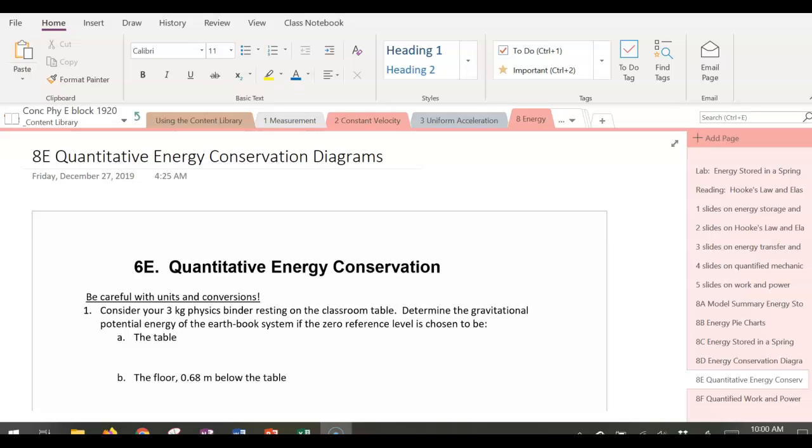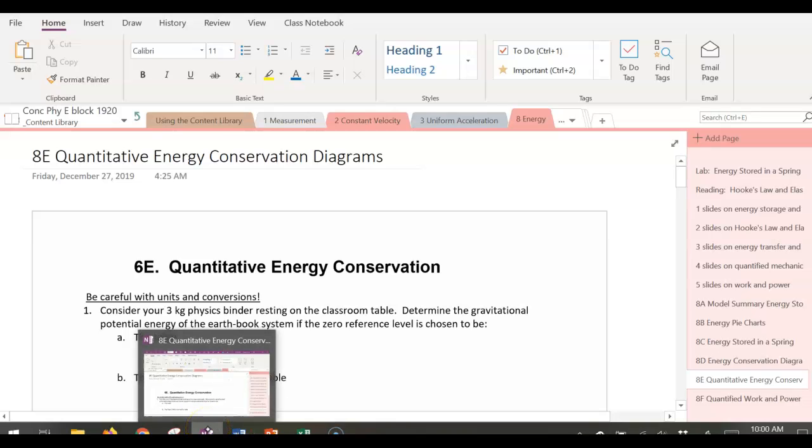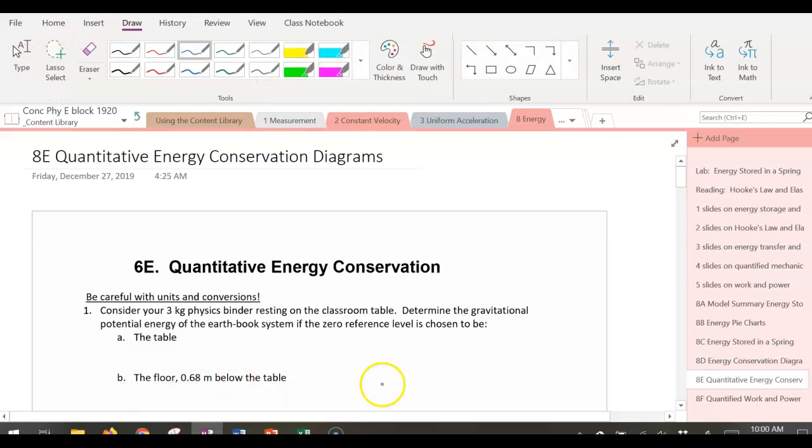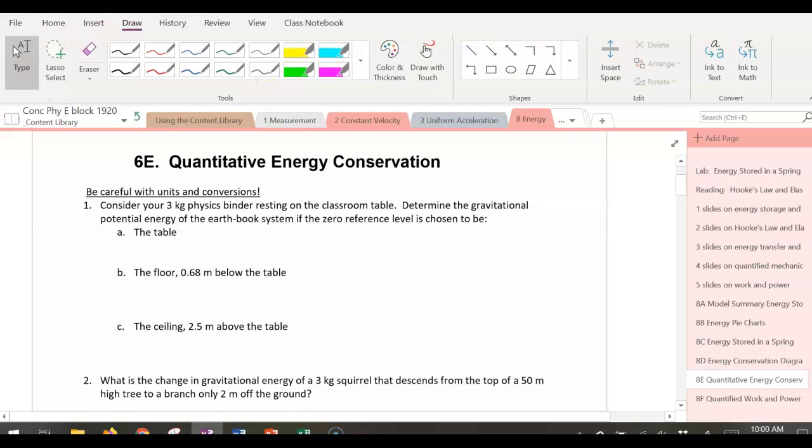This webcast is looking at Worksheet 8E on quantitative energy conservation, and it's just going to do the first, I believe, 7 problems that show how to apply those equations to calculate different types of mechanical energy. Okay, so in the first one here, we have the scenario of a physics binder sitting on a classroom table.